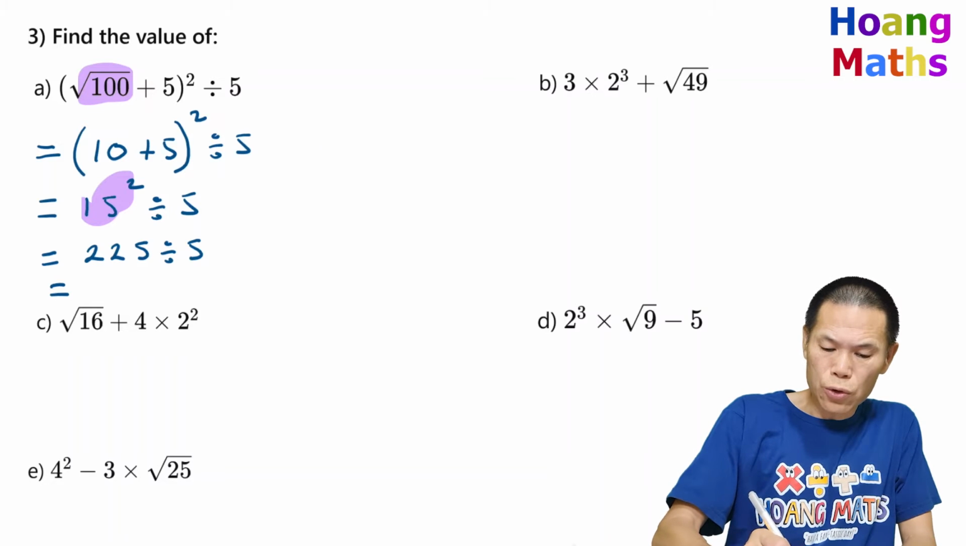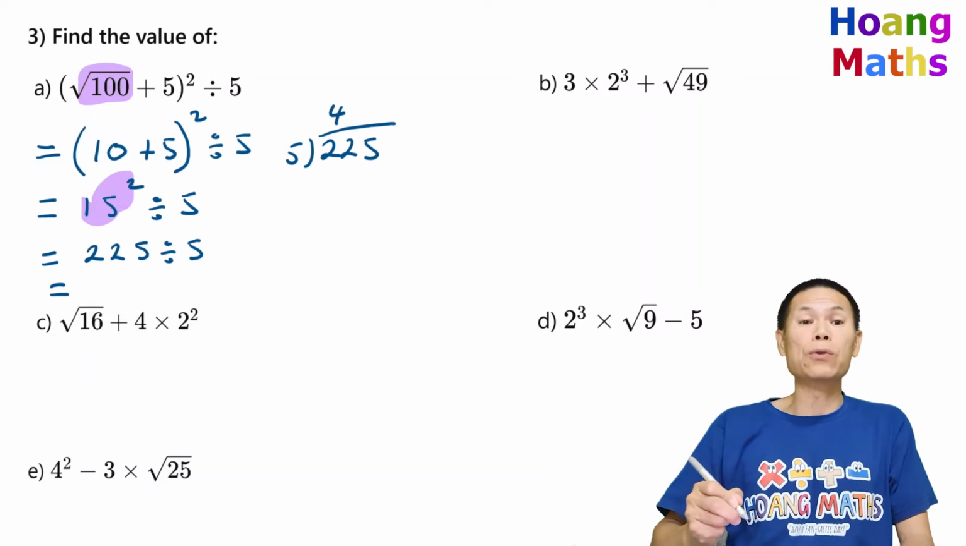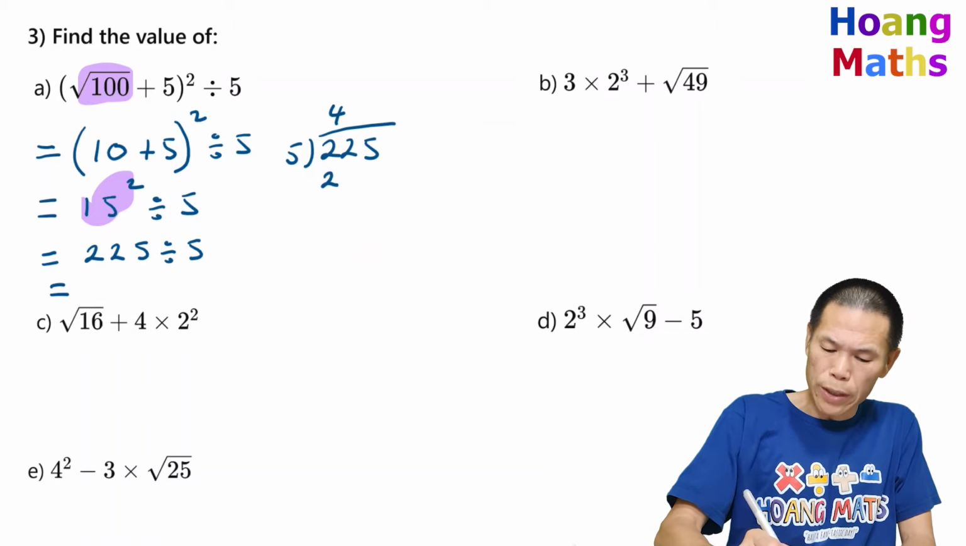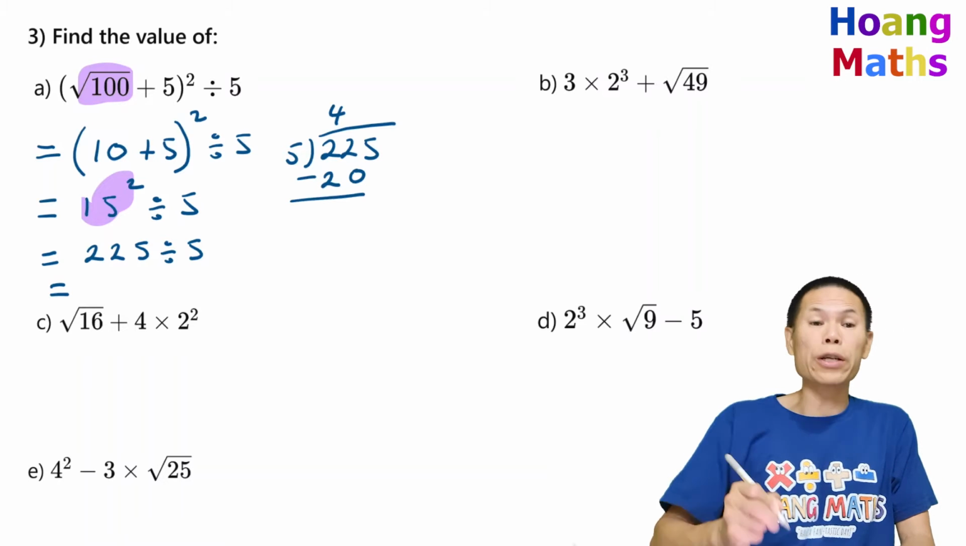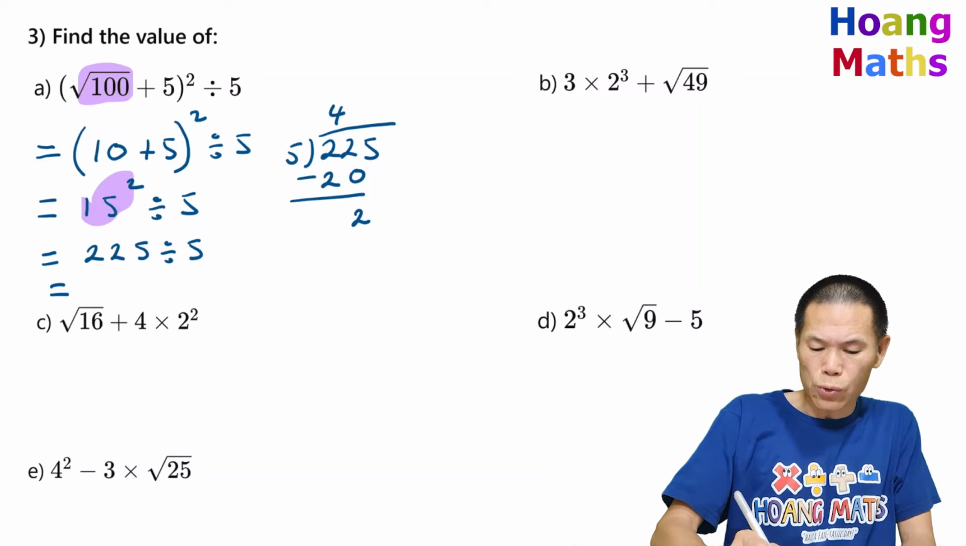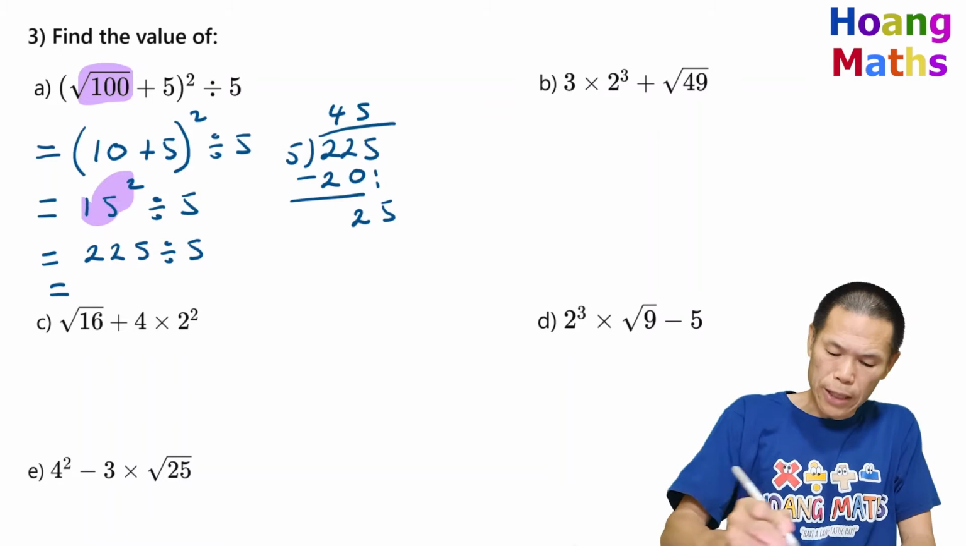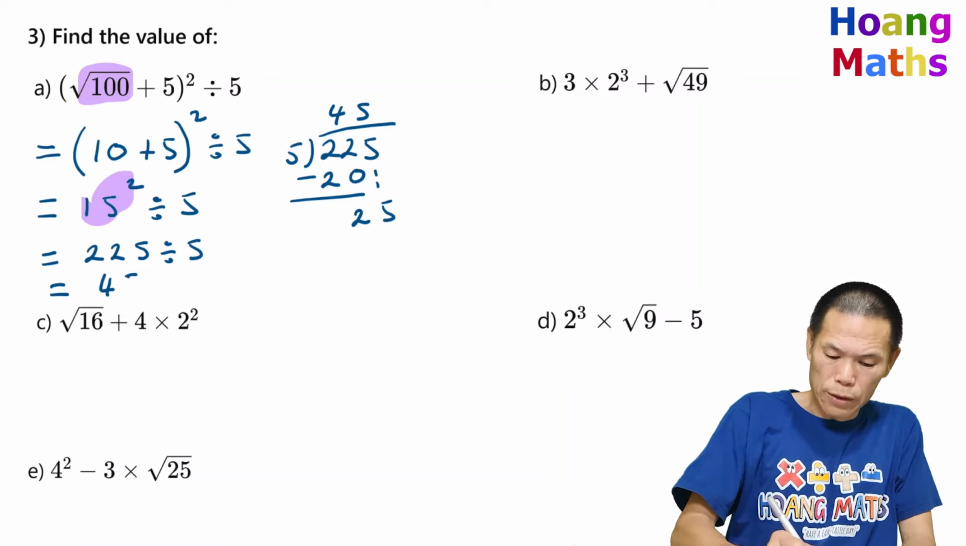So we go 225 divided by 5. 5 goes into 22 four times, because 4 times 5 is 20. And I just do long division, of course. So 22 minus 20 is 2. We bring this 5 down. 25 divided by 5 is 5. So the answer is 45.